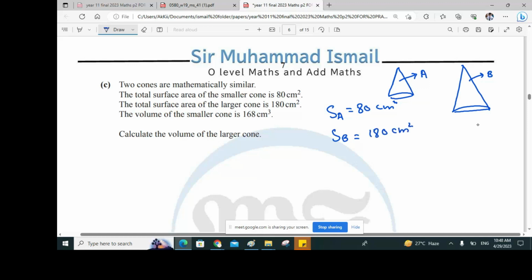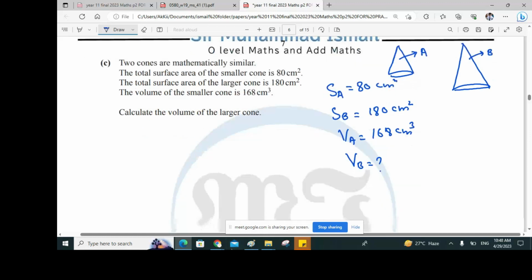The volume of the smaller cone is given as VA is equal to 168 centimeter cube. You have to find the volume of the larger cone. The volume of the larger cone is unknown. So what do you do? First of all, you will take this as the smaller.